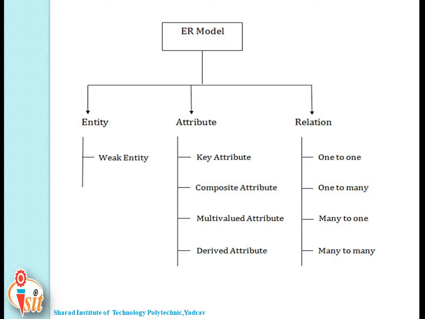Next one is attribute. The attribute is used to describe the property of an entity. The ellipse is used to represent the attribute. For example, ID, age, contact number, name. These are the attributes of student. Now key attribute. The key attribute is used to represent the main characteristics of an entity. It represents a primary key. The key attribute is represented by ellipse with the text underlined.